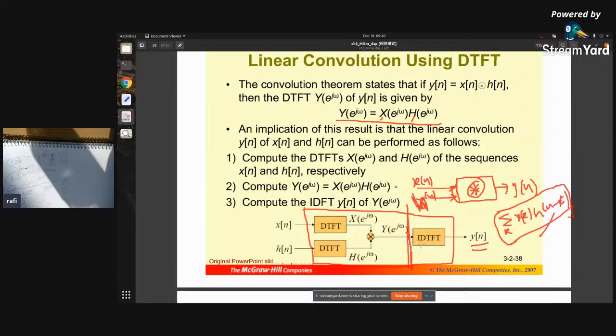So there are 3 DTFT blocks and 1 multiplier required to find a linear convolution. Just remember this. To find a linear convolution, what hardware do you require? 3 DTFT blocks, which includes 2 DTFTs plus 1 IDTFT, and one multiplier.